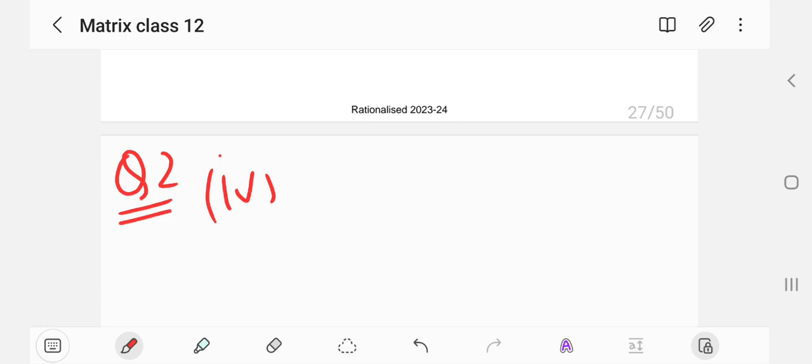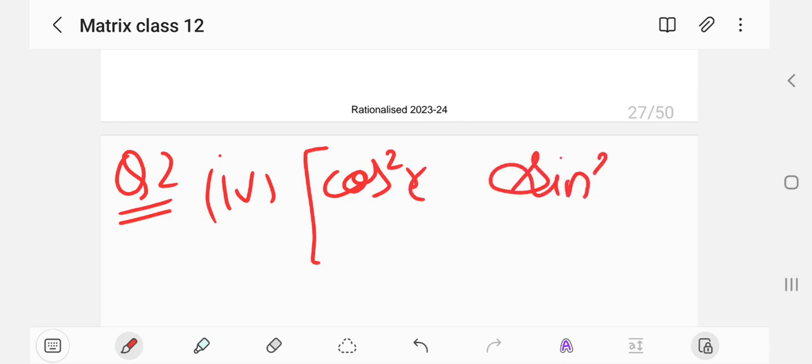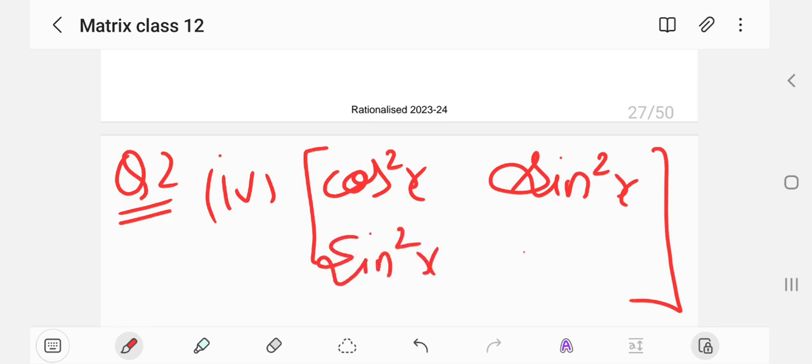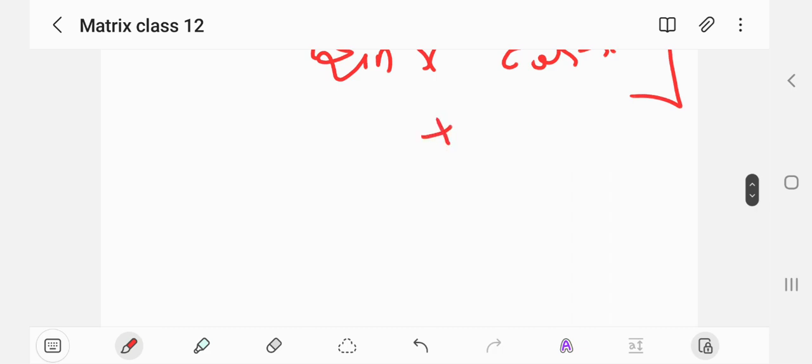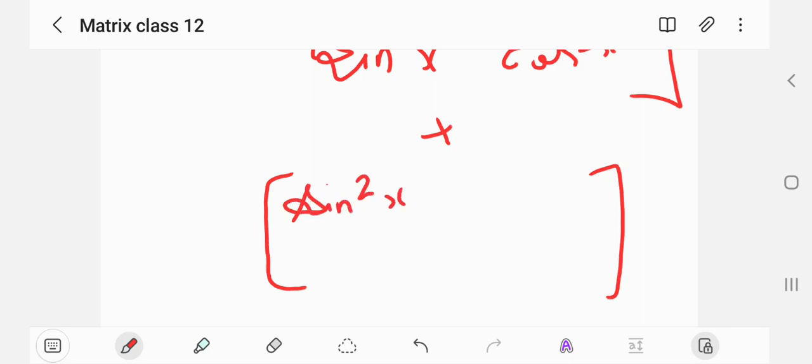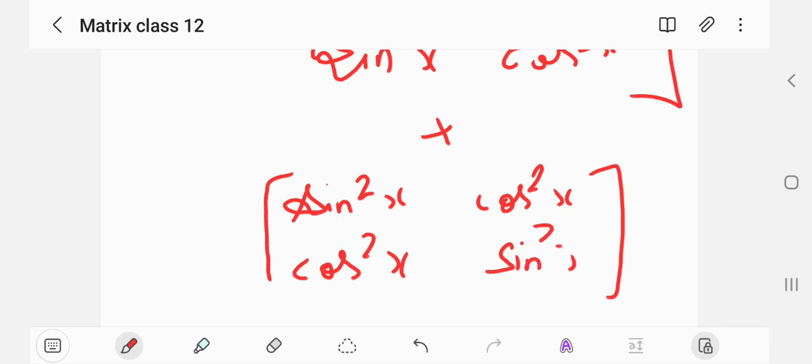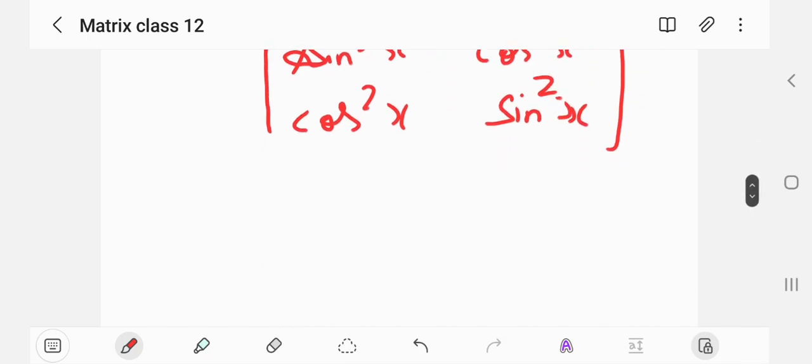In the fourth part, what have I given? I have given again two matrices. The first one is cos square x, sin square x, sin square x, and cos square x. This matrix is added with another matrix. What is the another matrix? Sin square x, cos square x, cos square x, and sin square x. So we have to add these.